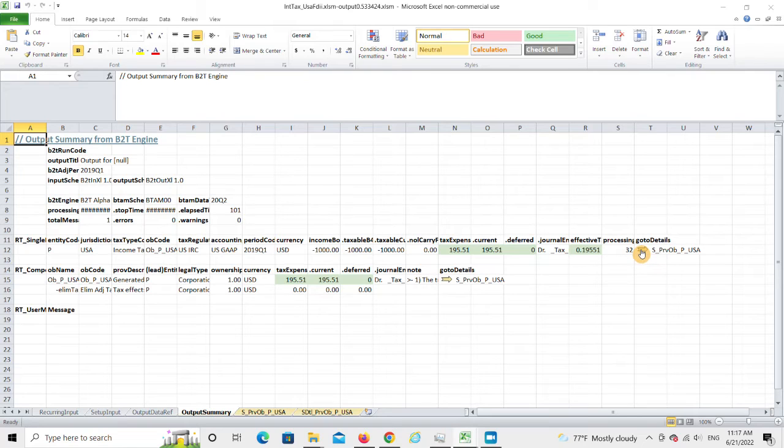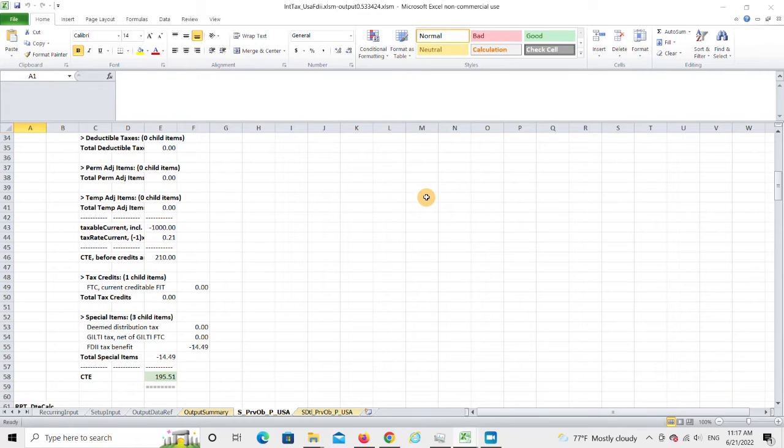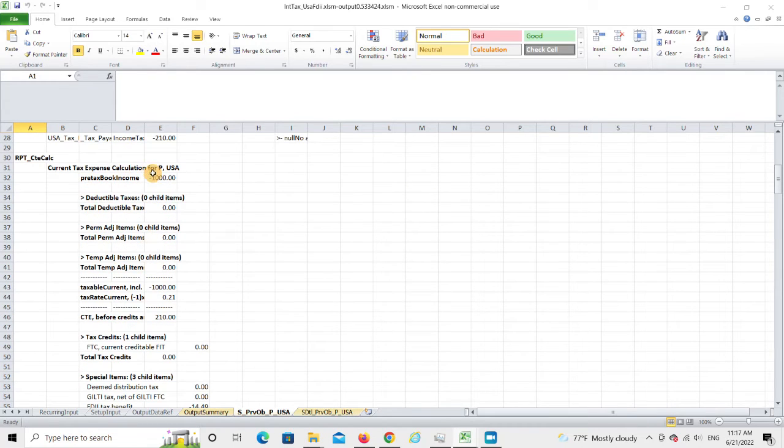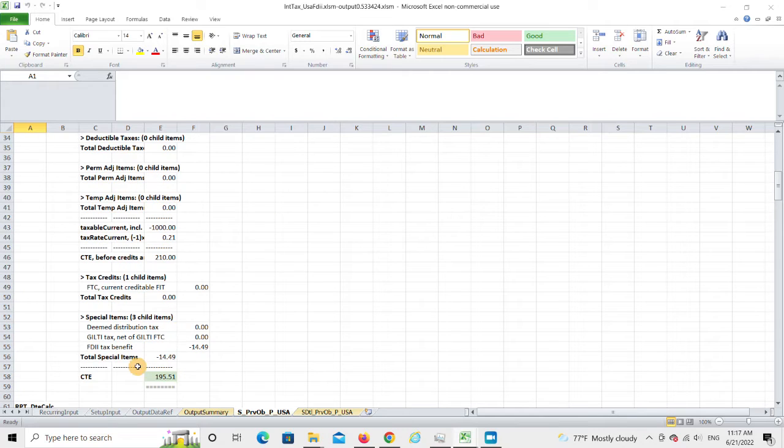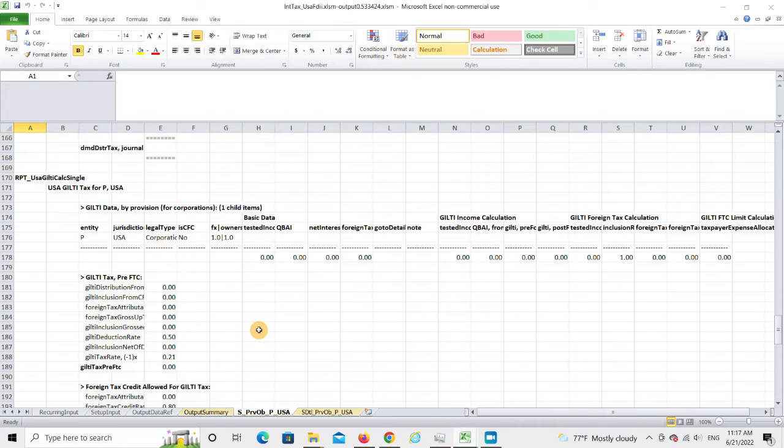So we go to the provision sheet for P again, and we go down to the current tax calculation for P, and we see that the deduction tax benefit FDII is a 14.49 credit balance, which is a benefit. So how was that calculated? Remember, we told the engine some information about foreign derived as well as tangible assets. So let's see how that information was taken into account. So here's our FDII calculation down over here.